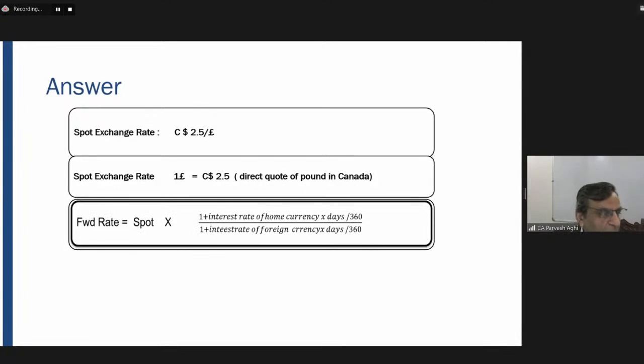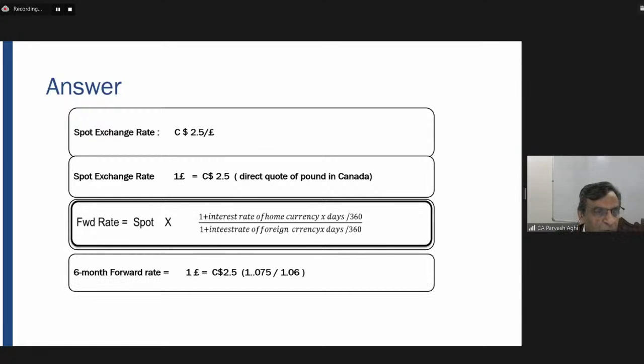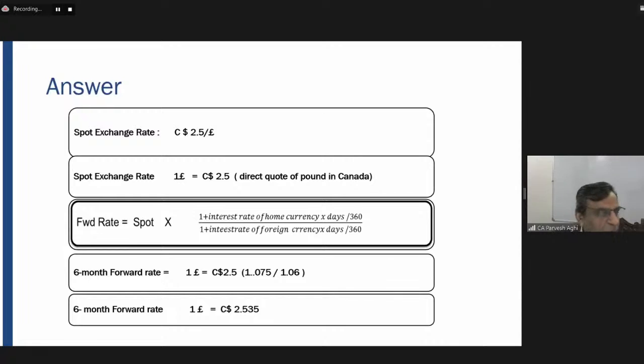I have explained this through the process. We use this formula: forward rate is equal to spot into 1 plus interest rate of the home currency into the number of days divided by 360, over 1 plus interest rate of foreign currency into the number of days divided by 360. So this is the formula that we have used. If we use this formula, the 6 month forward rate will be 1 pound is equal to Canadian dollar 2.5 into 1.075 divided by 1.06, which means the 6 months forward rate will be 1 pound is equal to 2.5355.